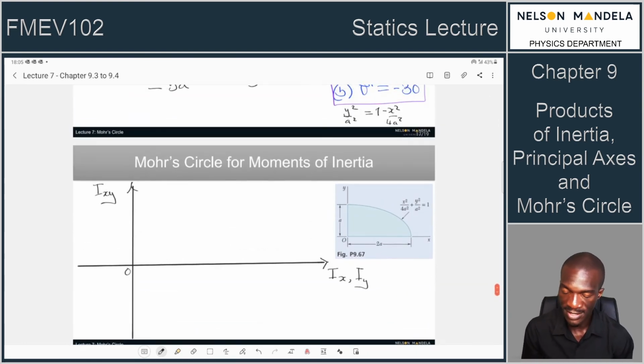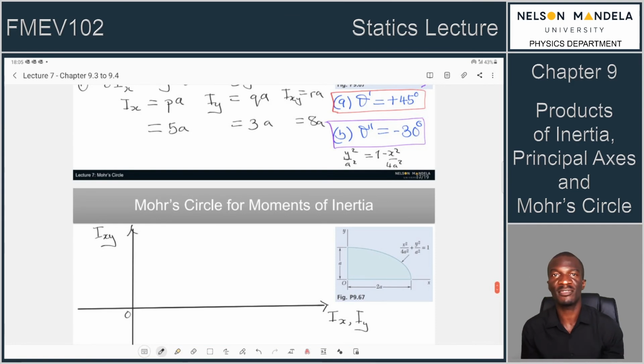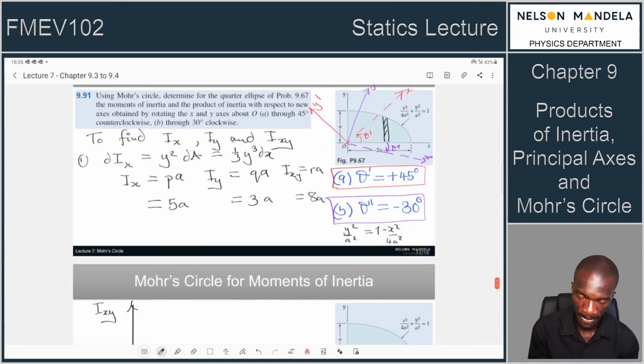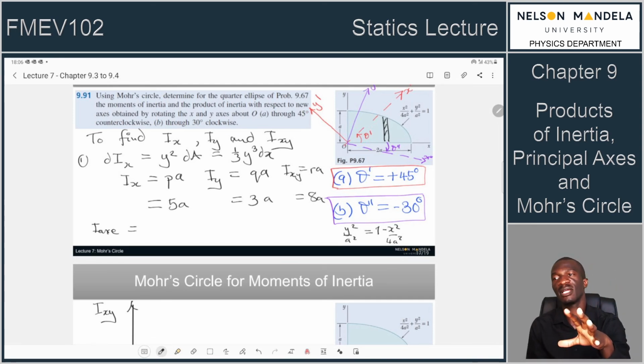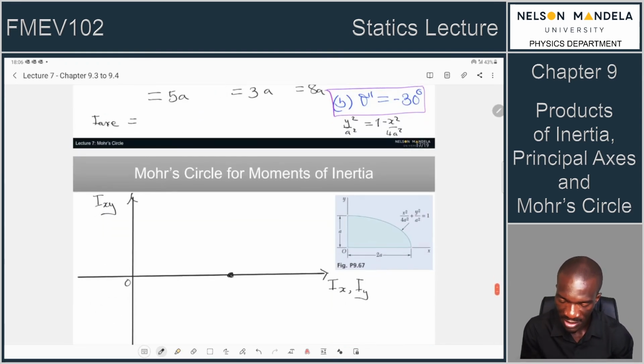Right, so this is what we now need to do. We need to plot the circle. At least the first thing that we need to find is the I average. I average is equal to, when we've plotted the circle, I don't know if you use plot or plotted. When we now have the circle and we know its origin, the only next thing that we need to do is to locate an x and a y.